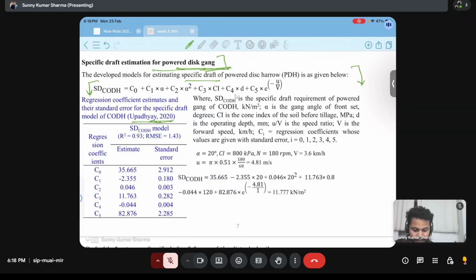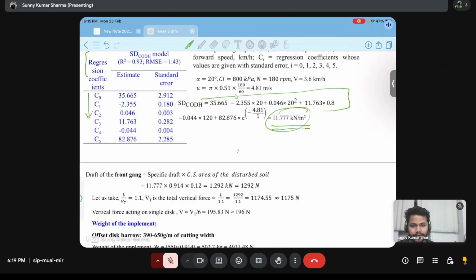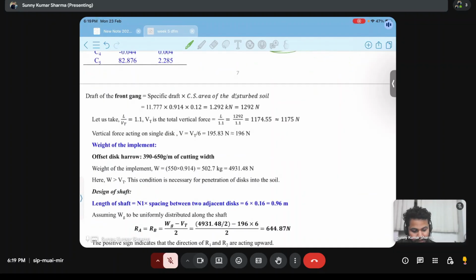Our senior has developed this empirical equation for calculating the specific draft. If we put in all the values of the coefficients C0 to C5, alpha and Ci, we will get a specific draft value of 11.77 kilonewton per meter square. So this is the specific draft which we get from that empirical equation.